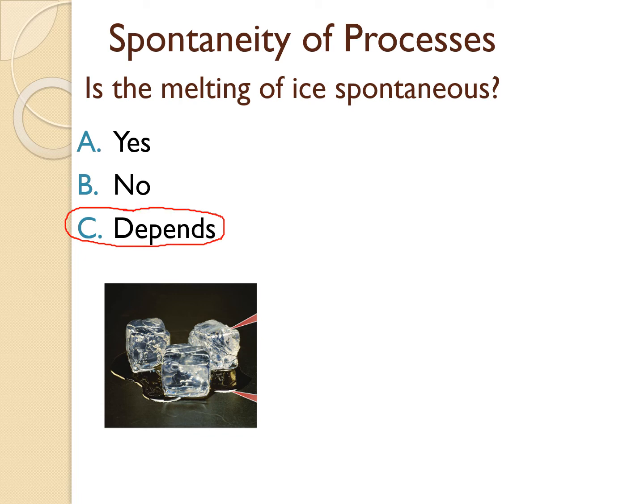So if I take a cube of ice, put it onto a room temperature tabletop, on its own, that cube of ice will melt into liquid water. But put that same cube of ice into a low temperature freezer, and that cube of ice will not melt. So whether or not this process occurs on its own depends on the temperature of the system.